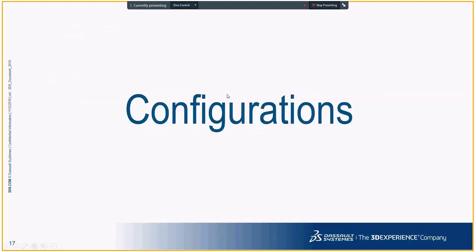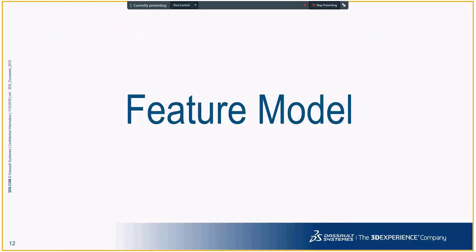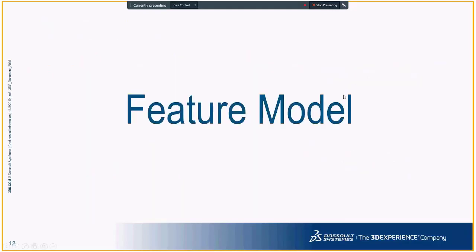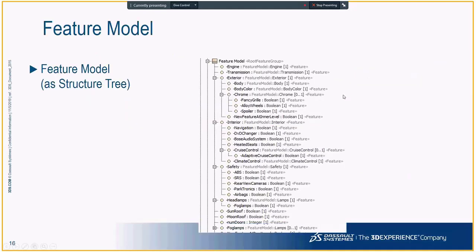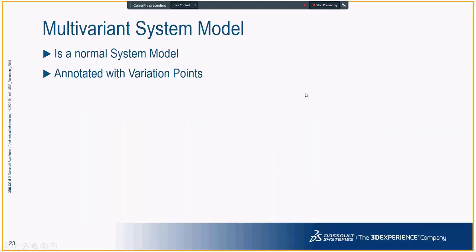Okay, so now we covered, let me remind you, we have these four things. We covered the left-hand side, so the feature model and configurations. And now let's jump into the right-hand side, the multivariant system model. The multivariant system model is just a normal system model.